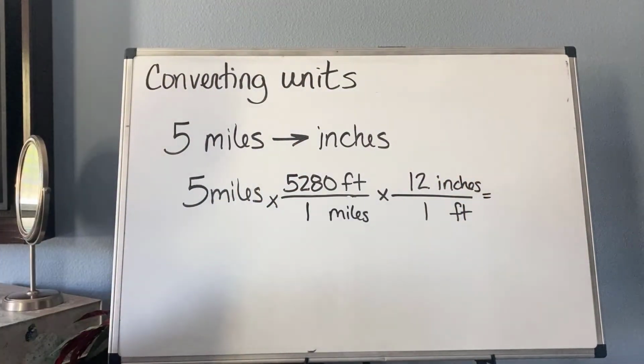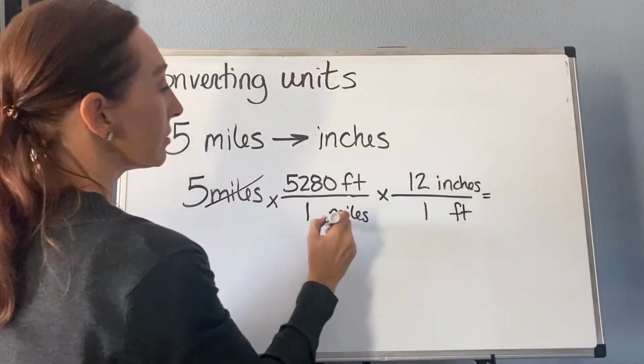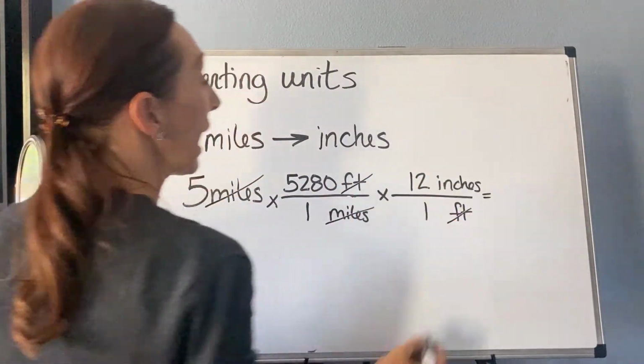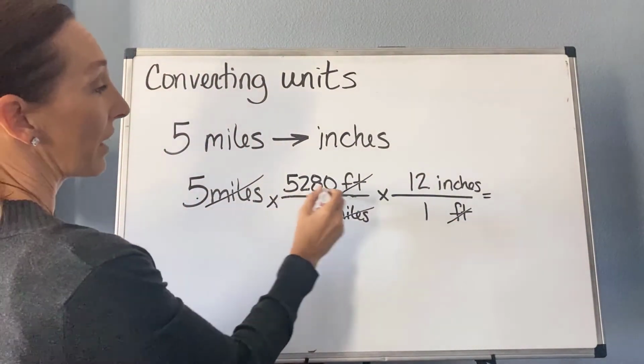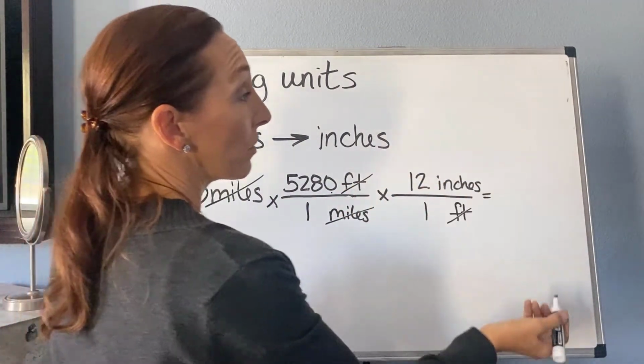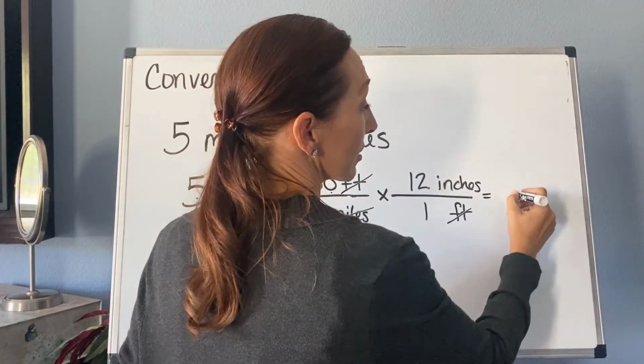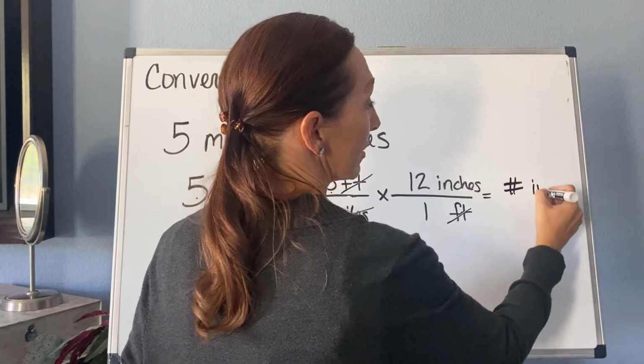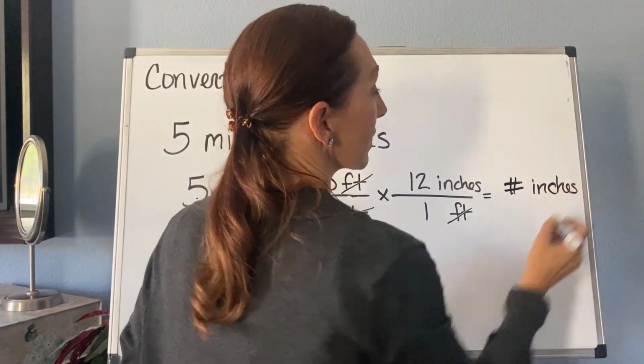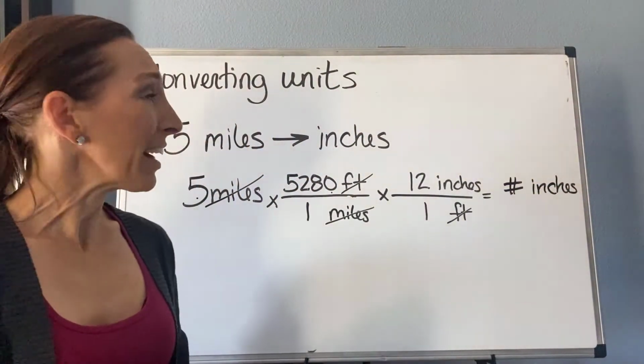Okay. So now when I go through, I'm going to cross off my miles. I'm going to cross off my feet. And then I would just multiply 5 by 5,280 by 12, and that would give me my answer, whatever that number is, in inches. So hopefully that helps a little bit.